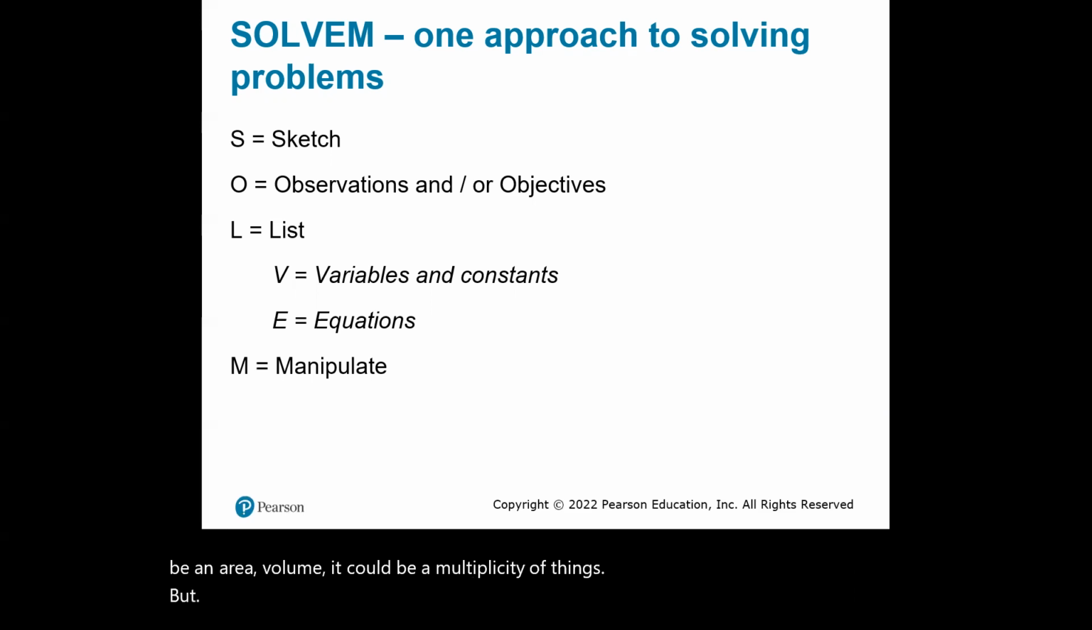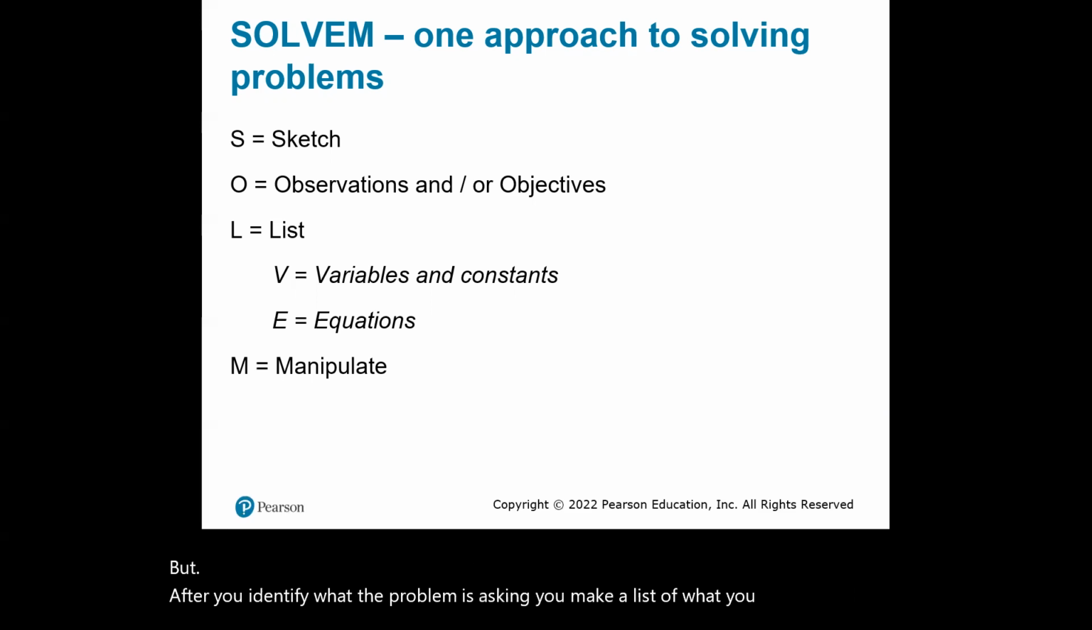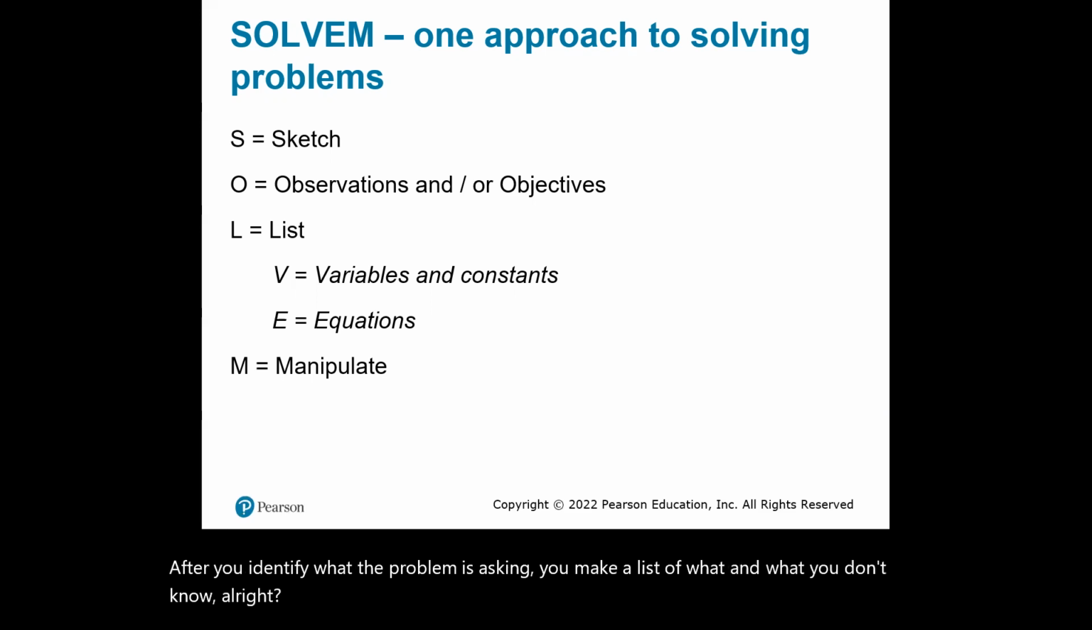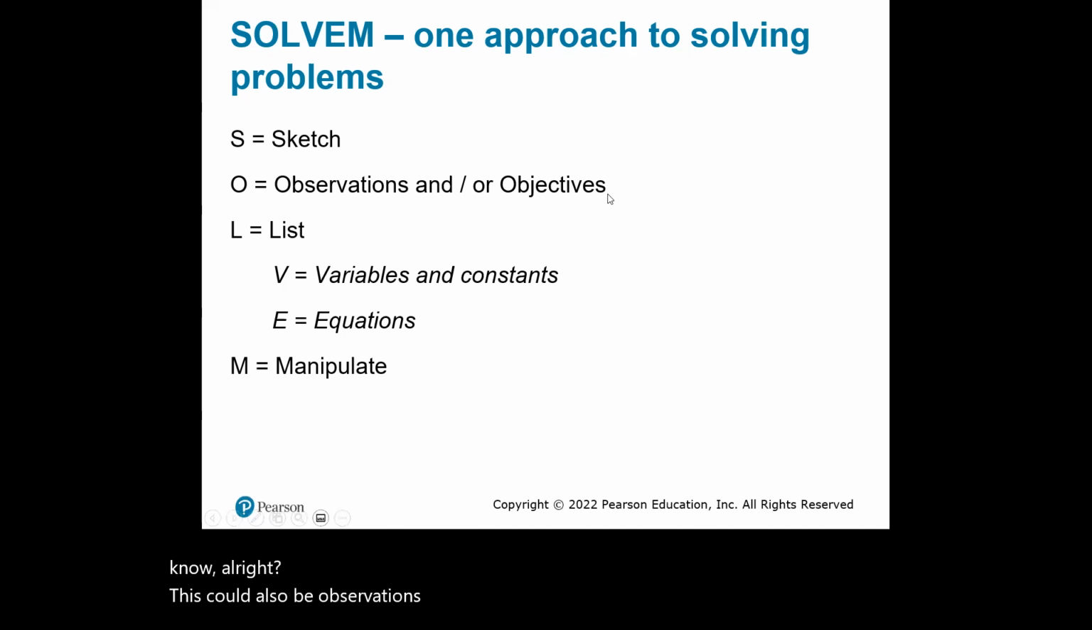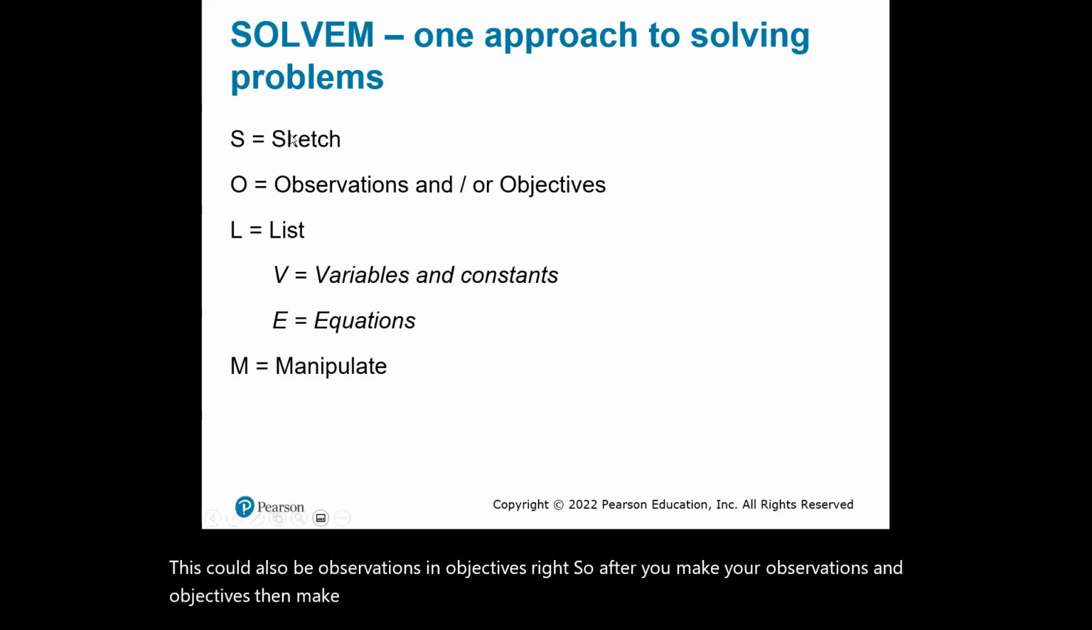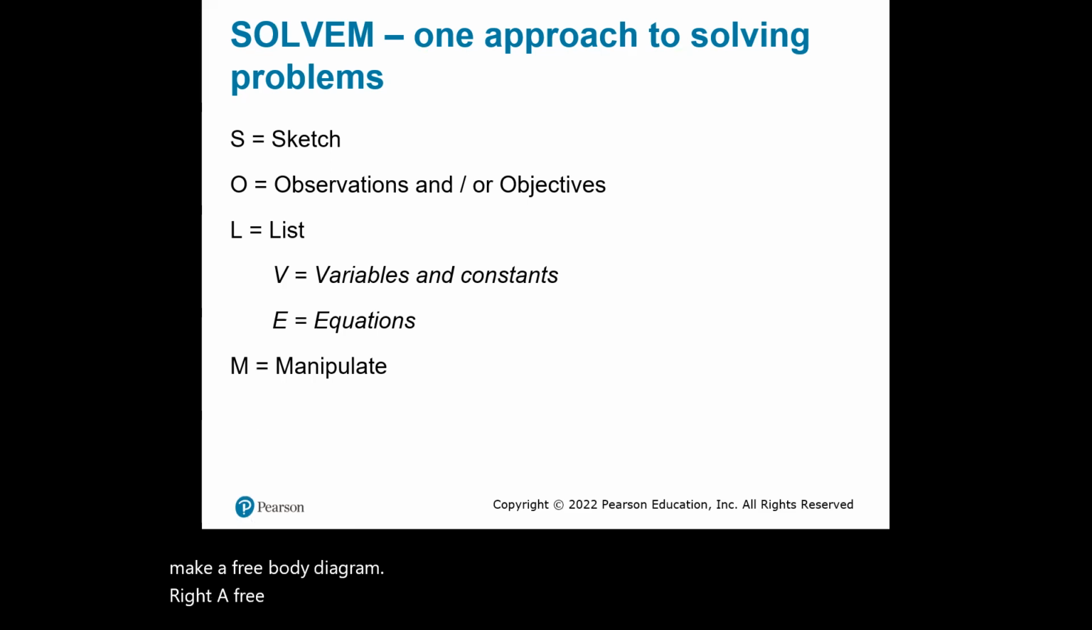But after you identify what the problem is asking, you make a list of what you know and what you don't know. All right. Which could also be observations and objectives, right? So after you make your observations and objectives, then make a sketch, or what we like to call as an engineer or a physicist, make a free body diagram, right? A free body diagram, which is simply a sketch or a drawing of what's happening to that particular object within the problem.